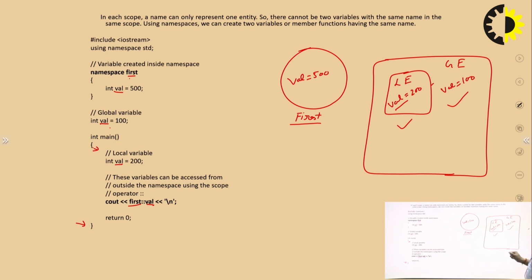Using namespace, we can create two variables or member functions having the same name. So, do you understand? What is the purpose of namespace? We can create duplicates of variable names as well as function names in the same program. So, this is the example of namespace. Hopefully you understand this concept.